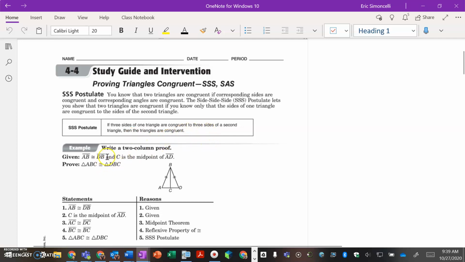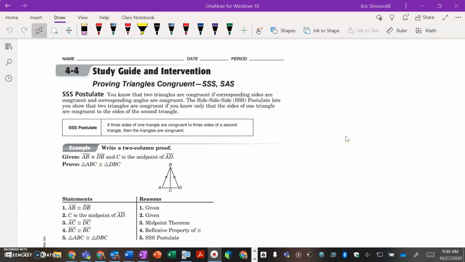In the example, it says write a two-column proof. Given that AB is congruent to DB, which you see in the picture, and C is the midpoint of AD, prove that triangle ABC is congruent to triangle DBC.